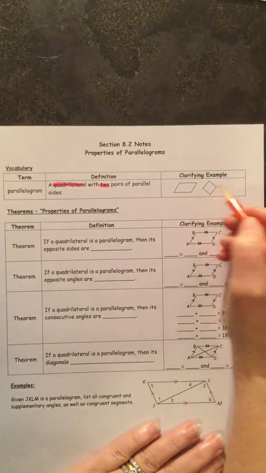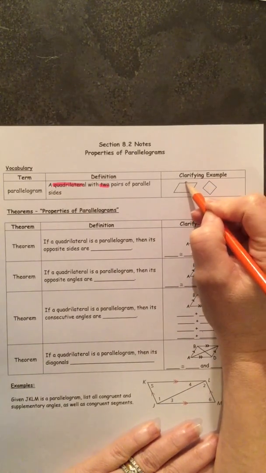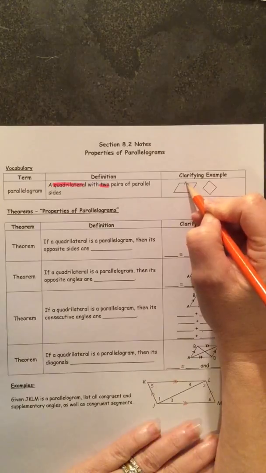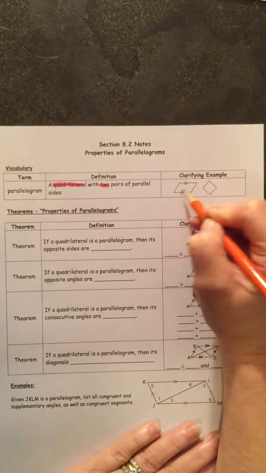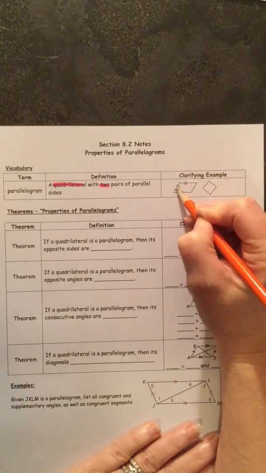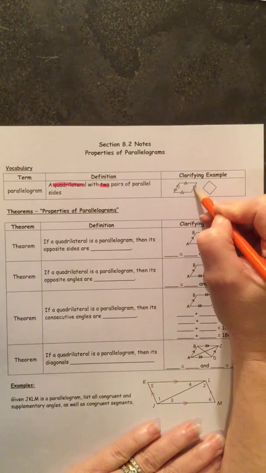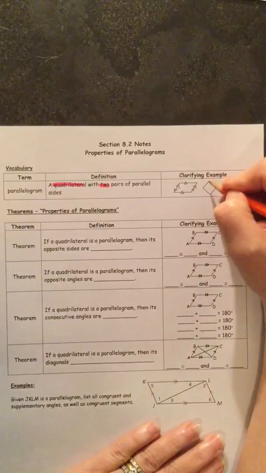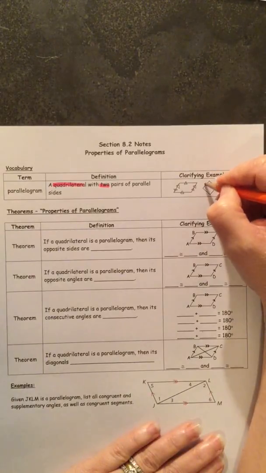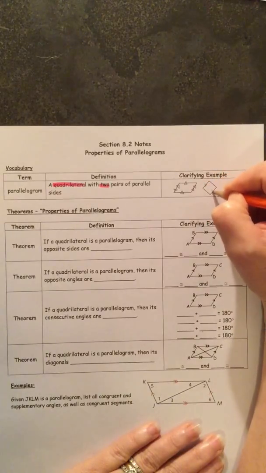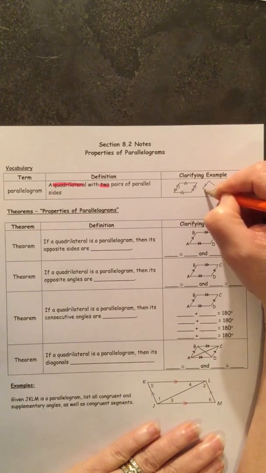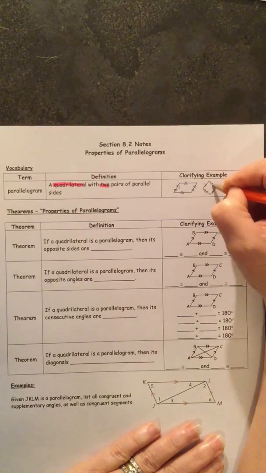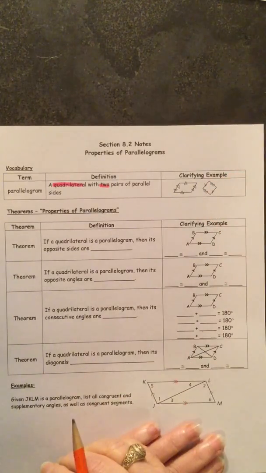Okay? A clarifying example is right here. We can see that we can make two sets of parallel lines that are opposite. And likewise, here and here. You should be drawing these with me.